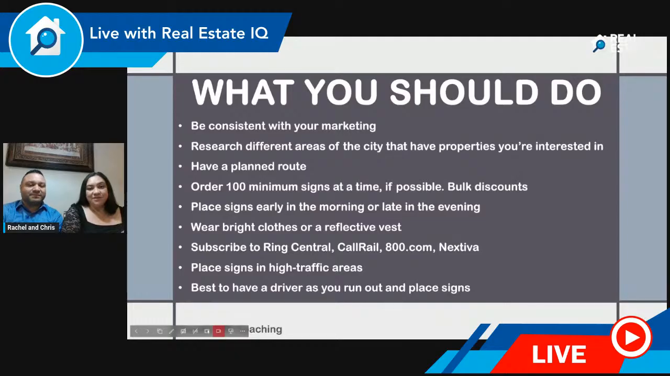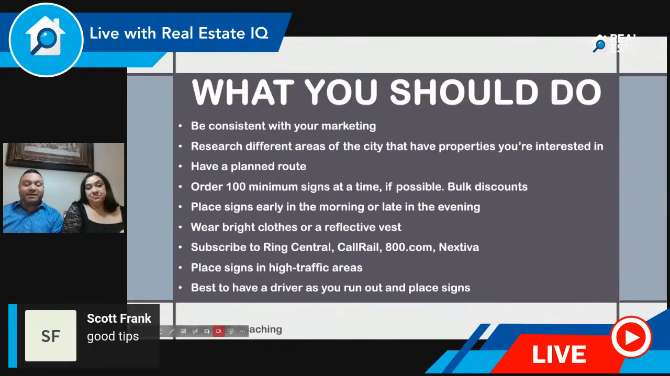Research different areas of the city that have properties you're interested in. So this is where real estate IQ comes into play. You go in and you see there's a ton of foreclosures in whatever city. So you're like, oh, okay, this is probably going to be a great little place or a great area. So you can condense and look up neighborhoods. Oh, okay, this neighborhood seems to have a lot of foreclosures. Guess where you're going to place your signs? Yeah, everywhere and anywhere. But if you see a certain area with the most foreclosures, put them there, right? Now, whether you think they need your help or not, that's irrelevant, right? The more you go out there and do it, the better.